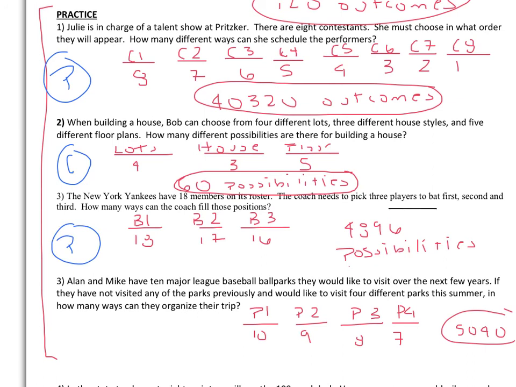Number 3, the order does matter. It's a permutation. Batting order matters because if John is supposed to bat first and Mike second, then it's John and then Mike, not Mike and then John. The order matters. And the last one would also be a permutation because if you're visiting ballparks and you're going to go to Chicago, then New York, then Los Angeles, and then Detroit, that order matters. We could not say that in a different order. If we said Detroit, New York, Los Angeles, Chicago, that's a different order.